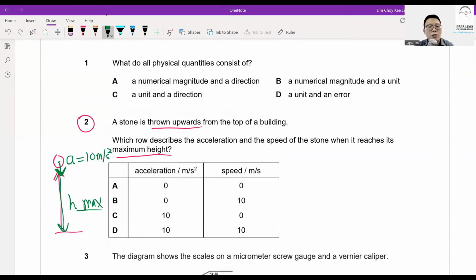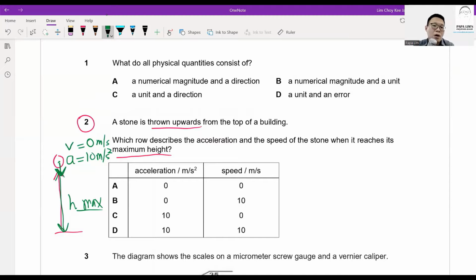And at the highest position, the ball will momentarily stop for a while, because all the speed resets back to 0. As a result, it will stay in the air for a very, very small time, a millisecond. After that, it will start to come down again.